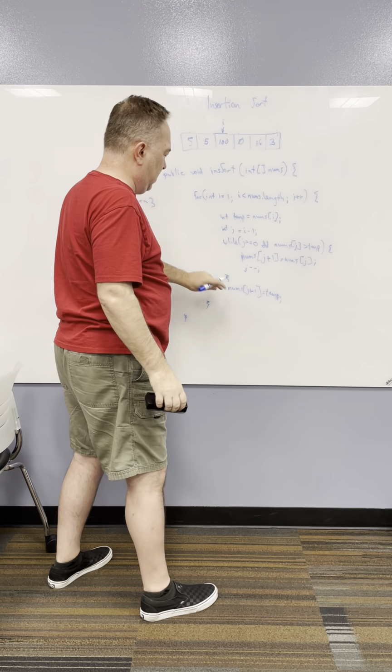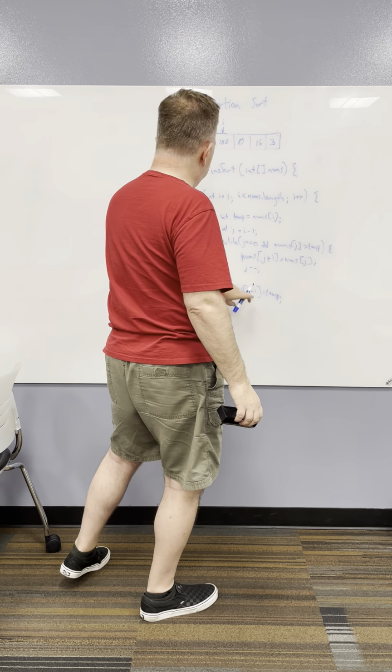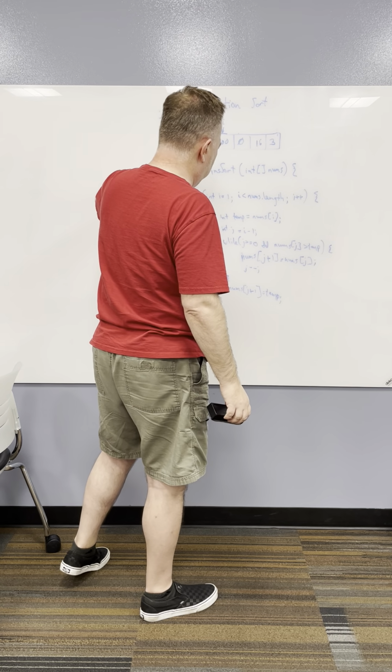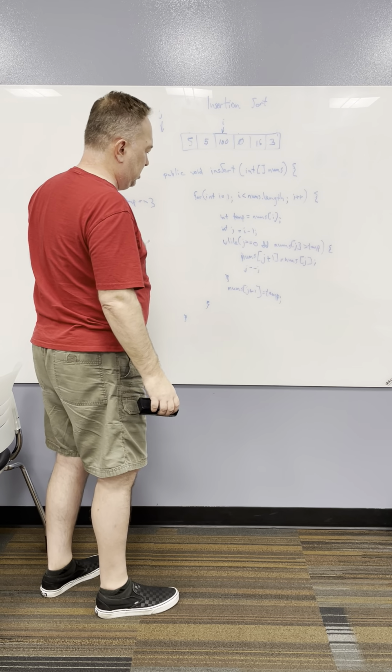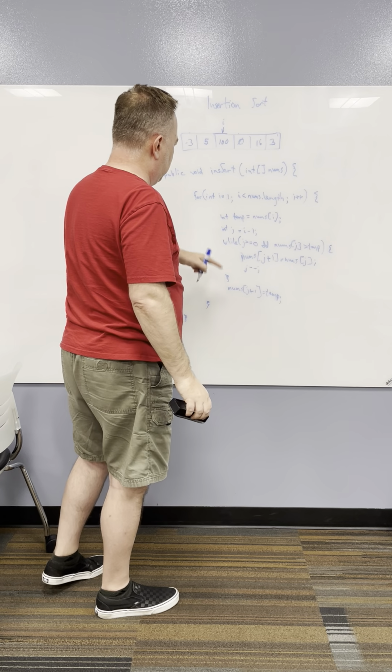So, and then nums[j plus 1], which is 0. So now j is -1. So this 0 is equal to temp. So now we have -3. It goes here. So now we loop around again.